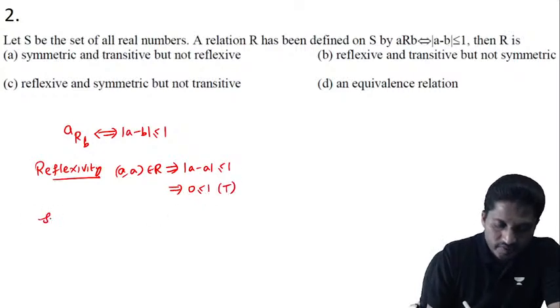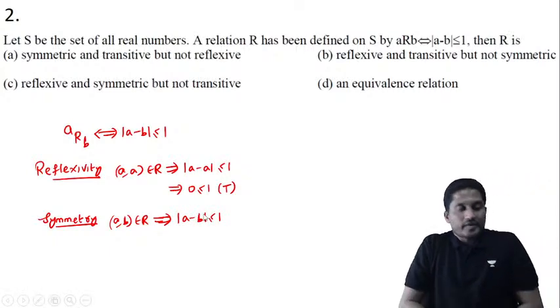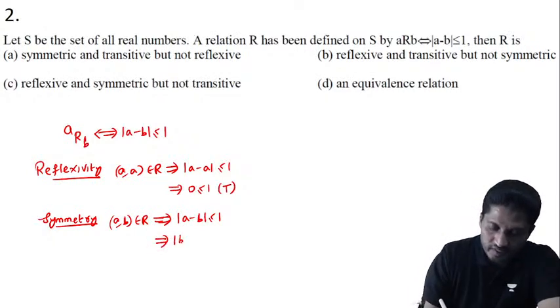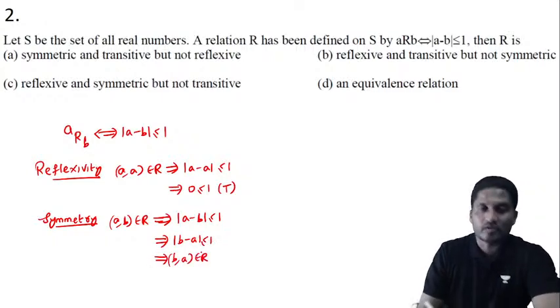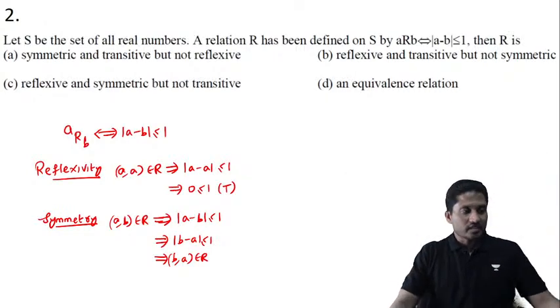Alright, if I take symmetry, A comma B belongs to R implies that modulus of A minus B is less than or equal to 1. If mod of A minus B is less than or equal to 1, this is same as modulus of B minus A is less than or equal to 1. This implies that B comma A belongs to R. A comma B belongs to R implies B comma A belongs to R, so it should be symmetric. Alright, let me check transitive.